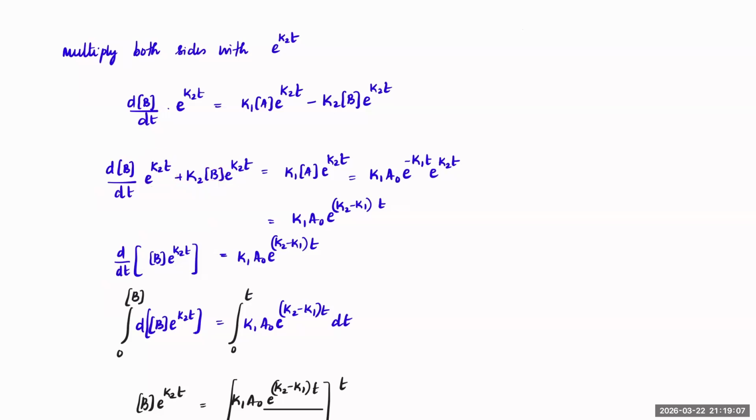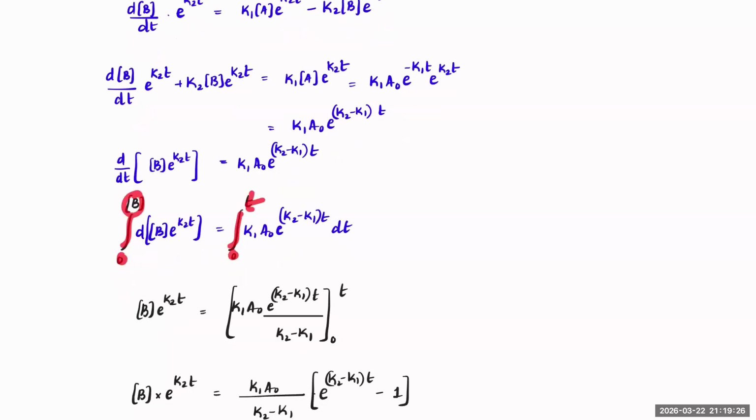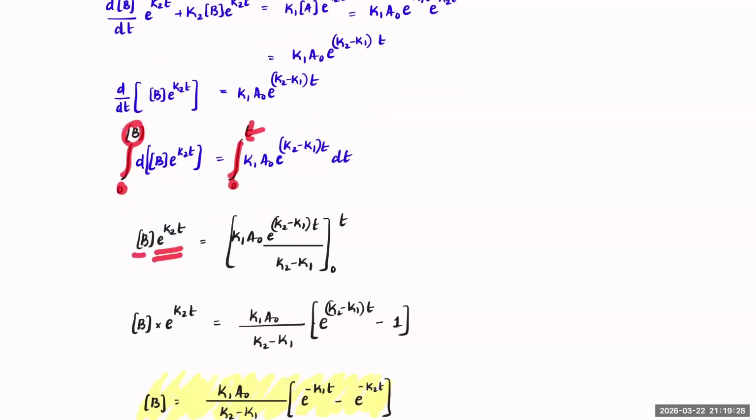So d by dt of this is equal to K1 into this. Okay. Because now I'm writing this A in terms of A naught. So I will get this as K2 minus K1 into T. Now if I integrate this with respect to 0 to B concentration and 0 to T here, I will get B into e raised to power of K2 T is equal to this entire thing. Okay, because the integral of exponent of K2 minus K1 into T is equal to exponent of that divided by K2 minus K1.